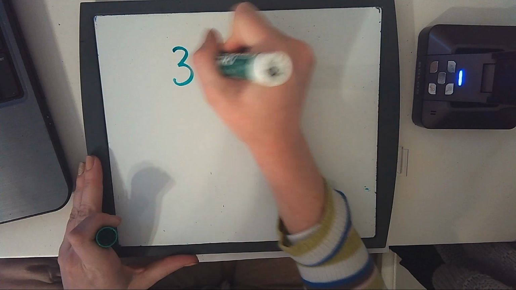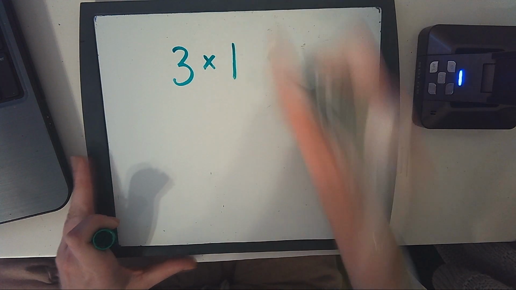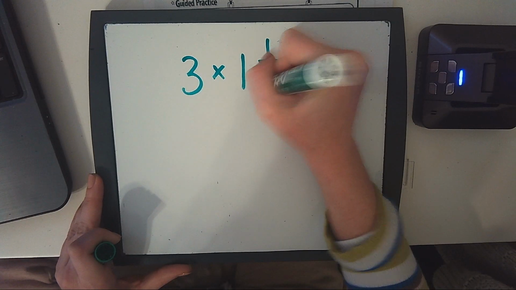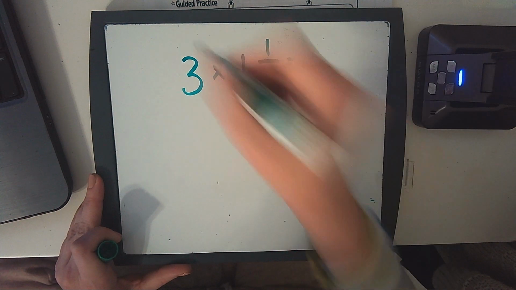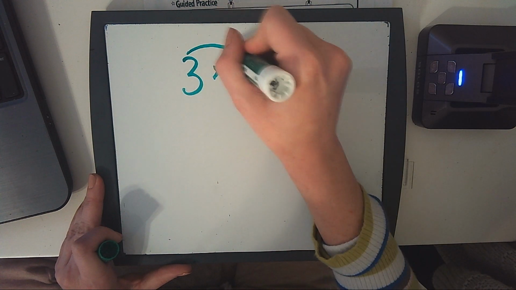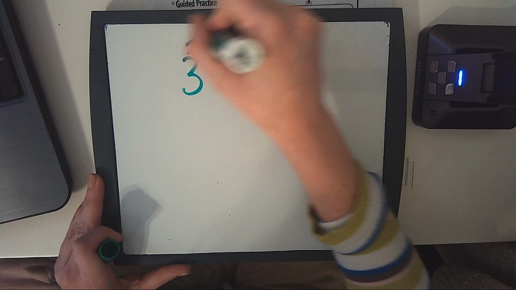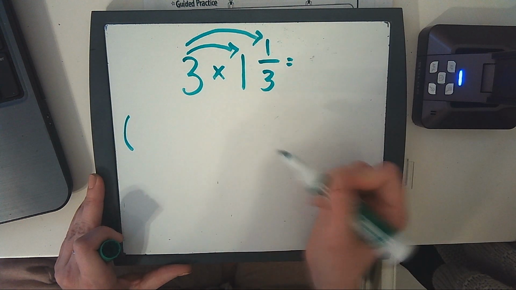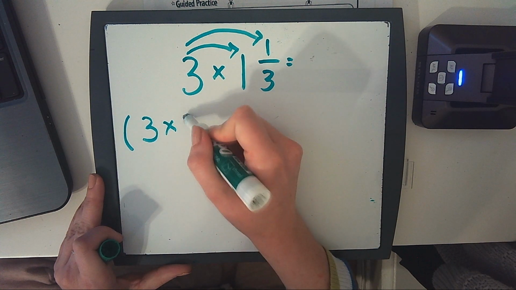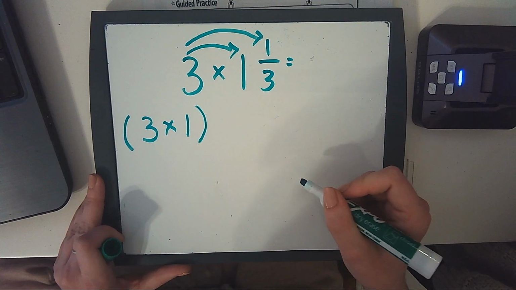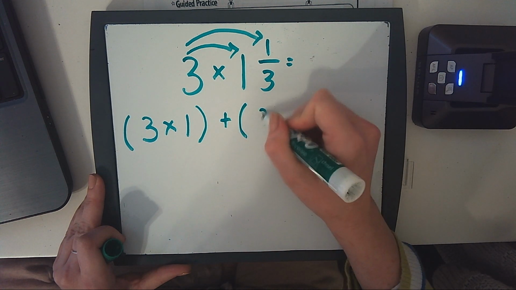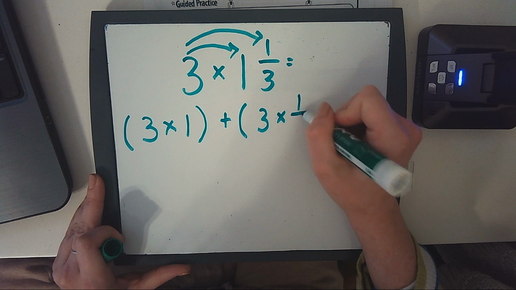All right, 3 times 1 1/3. So we know we're going to be doing 3 times 1 and 3 times 1/3. 3 times 1 in parentheses plus 3 times 1/3.